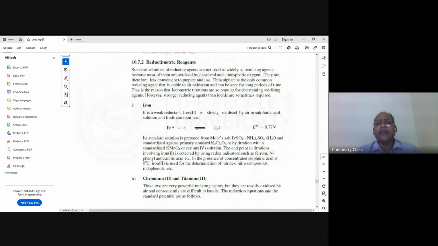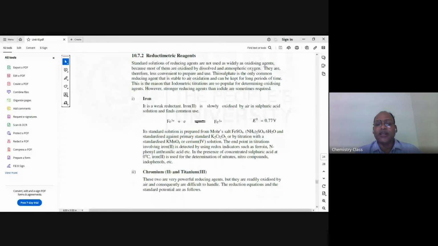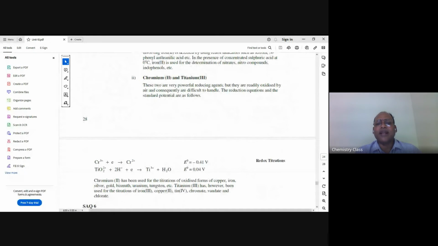Iron is a weak reductant. Fe2+ is slowly oxidized by air in sulfuric acid solution and finds common use. So Fe3+ plus one electron gives Fe2+. This is a weak reducing agent. Chromium 2+ and titanium 3+ are very powerful reducing agents, but they are readily oxidized by air and consequently are difficult to handle. The reduction equations and the standard potentials are as follows.